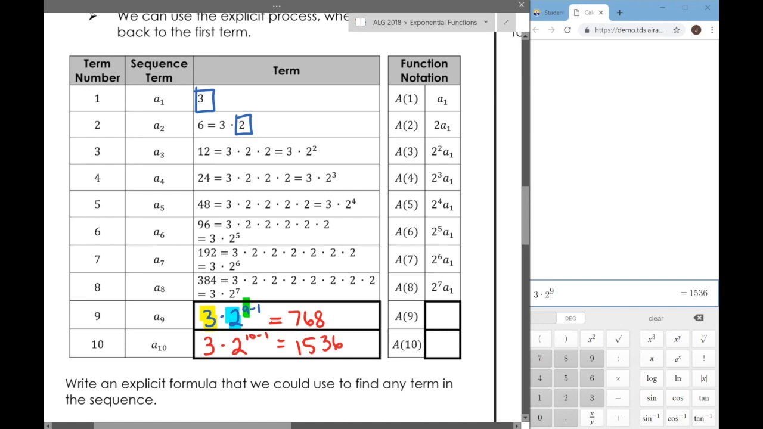So basically, over on the right-hand side is the same function notation. Well, how would I write this as a function? Well, that is 2 to the n times a1. A1 is 3.